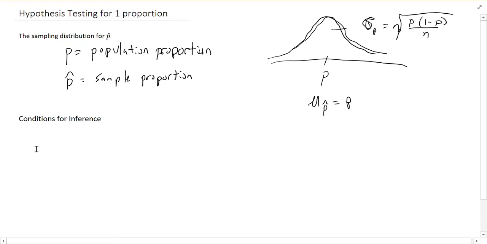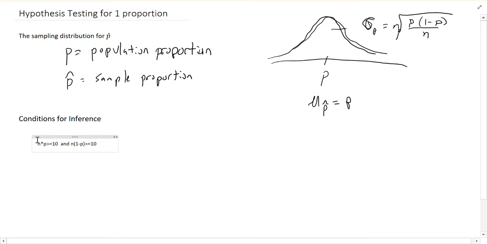And so we need a big enough sample in order for this to work out. So in order to do inference, we have to have a couple of things. We need n times p to be greater than or equal to 10, and we need n times 1 minus p to be greater than or equal to 10 as well. So we want a sample big enough that we expect to see at least 10 successes and 10 failures.